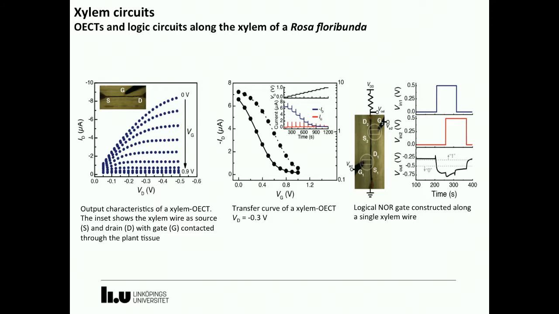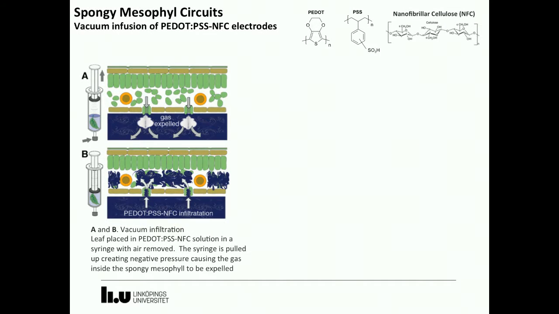By placing two of these transistors in series, we basically define a NOR gate along the stem of the plant. So this illustrates that we can manufacture digital circuits in the xylem vascular system of plants. In the next step, we utilize the stomata gateways.